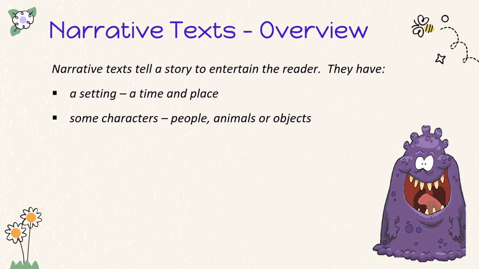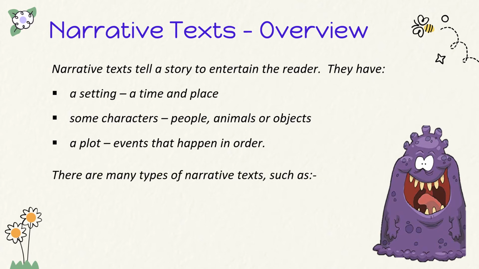It has characters. That's the people or animals or objects in the story. Then it has a plot. This is what happens in the story. What are the sequence of events that happen? There are many different types of narratives, such as picture books, short stories, or fairy tales.